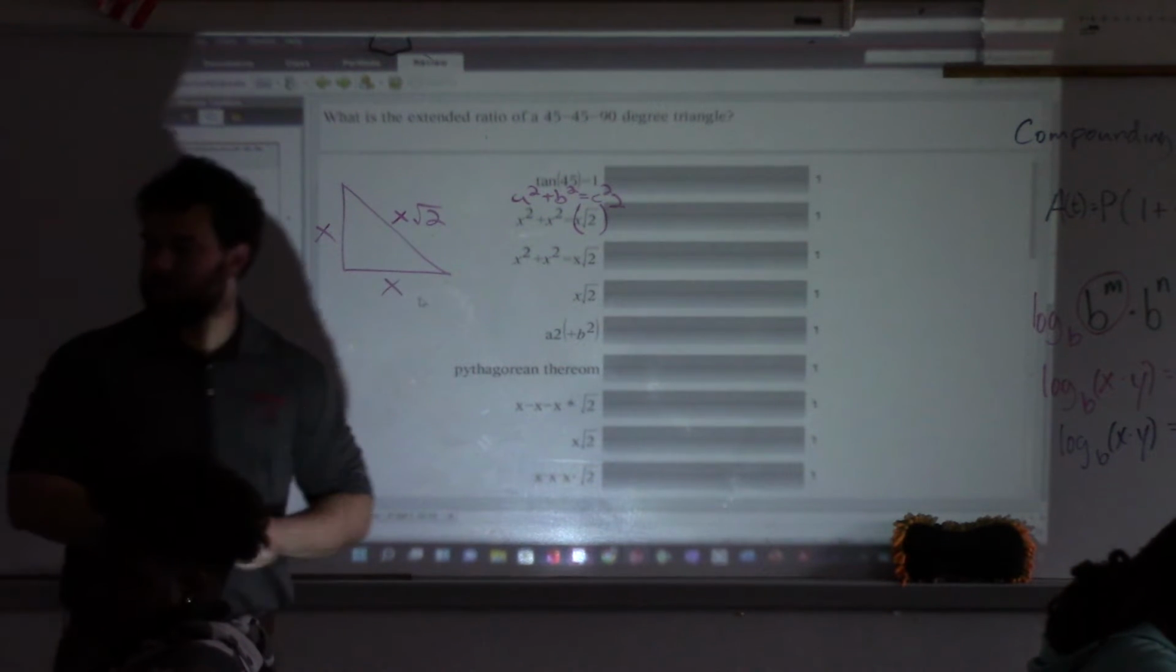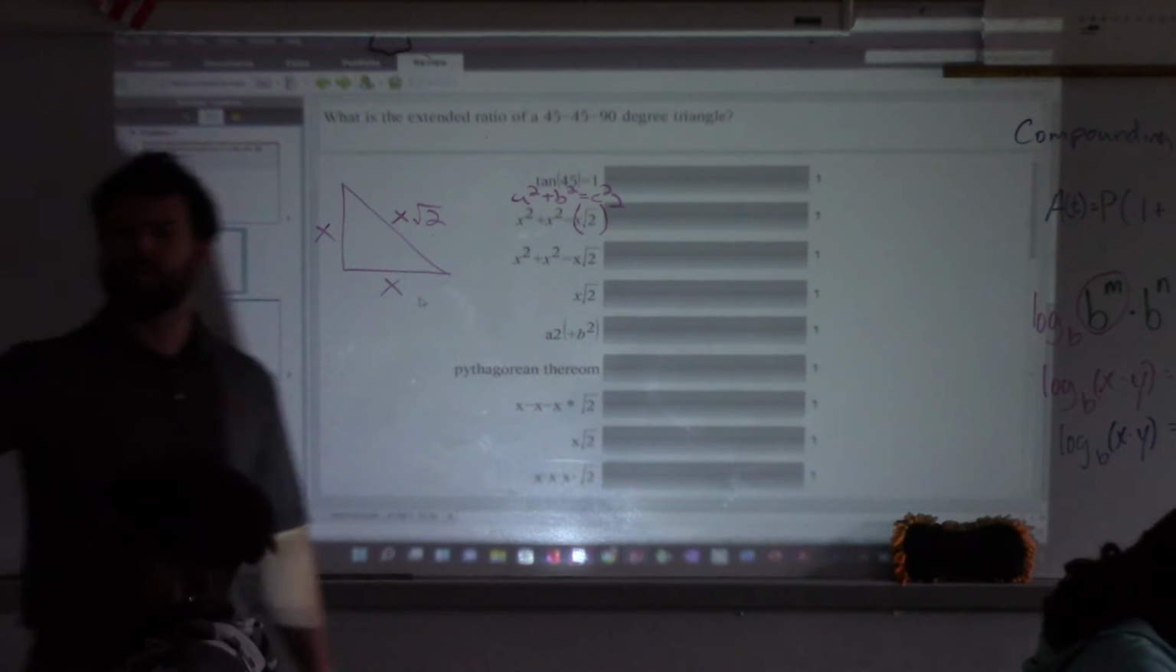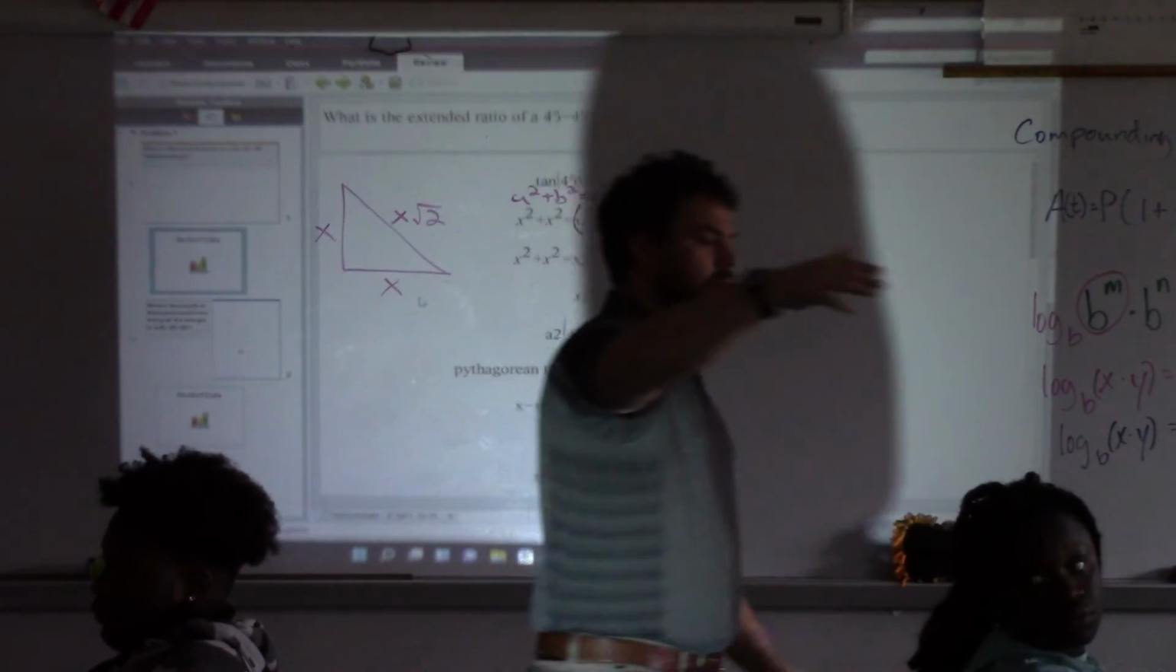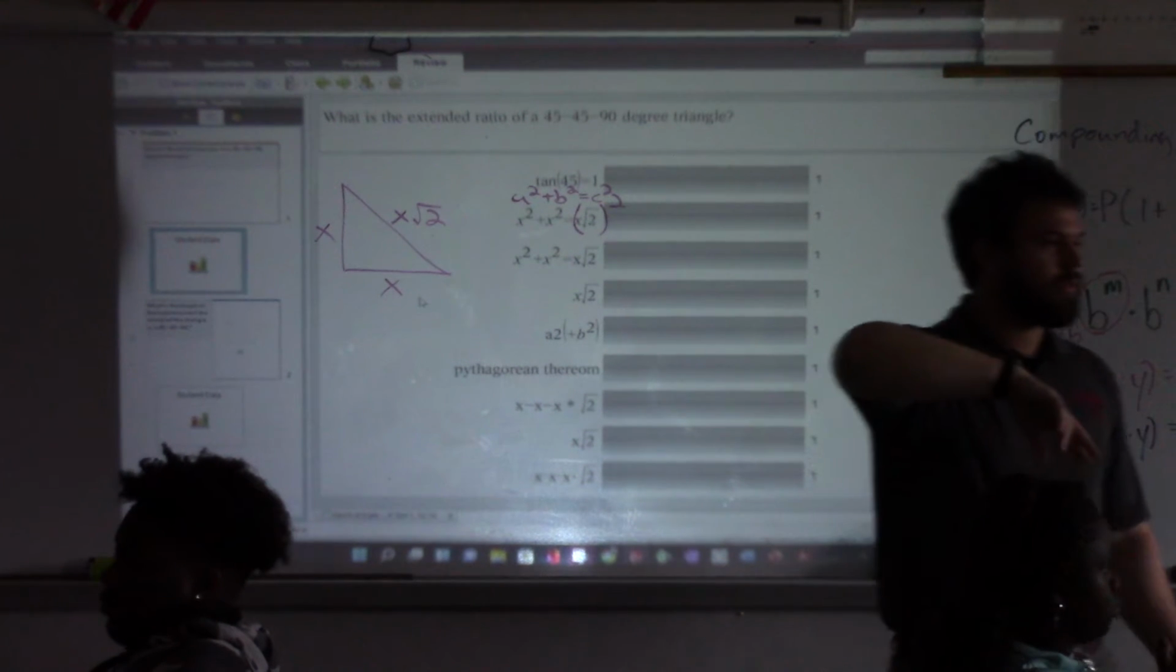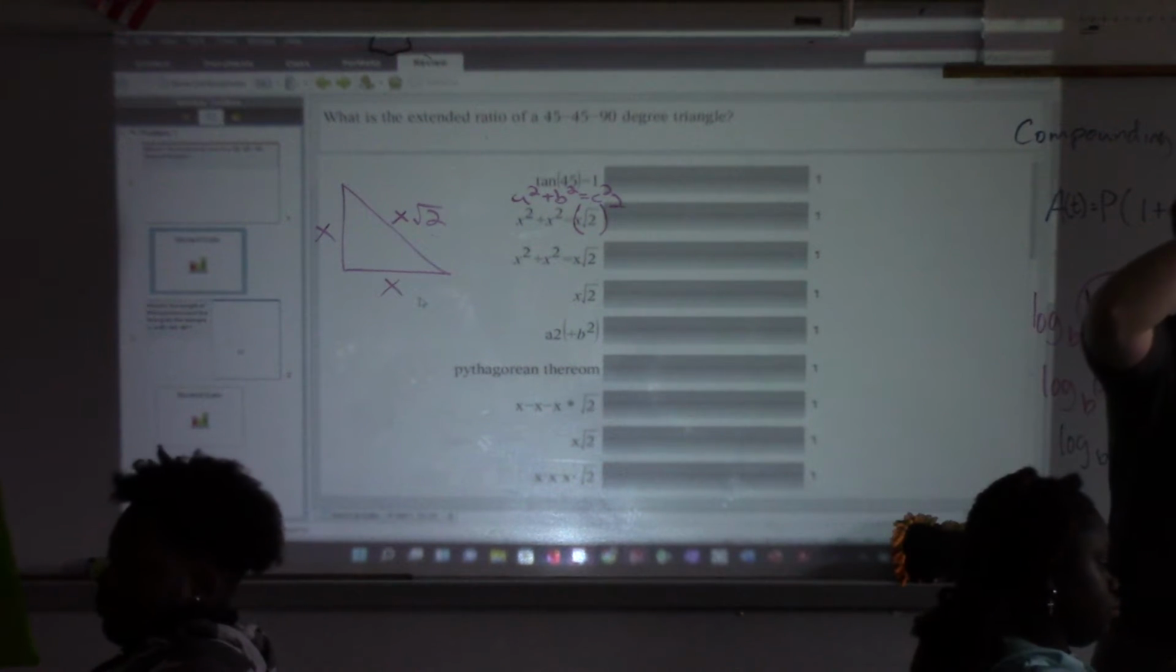Look at the table. I see one person right here with their task out. Ari, where's yours? We need our special right triangles task out. Come on.